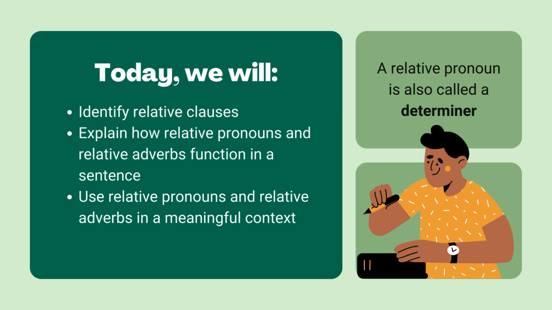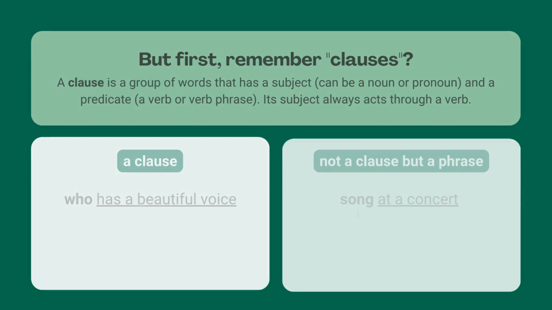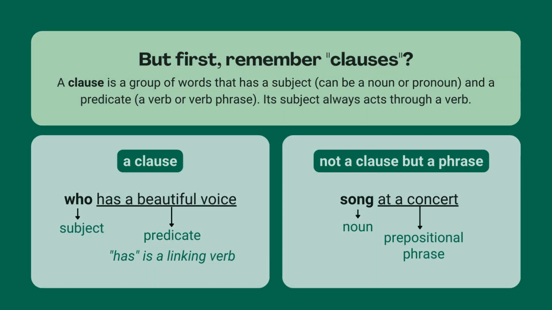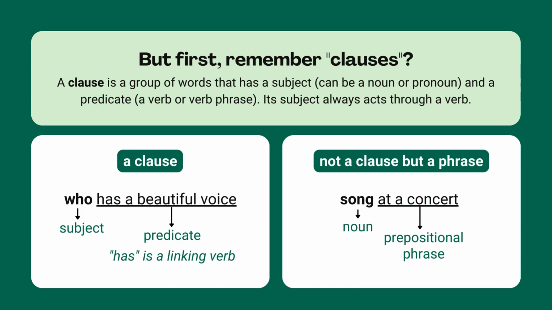A relative pronoun is also called a determiner. But first, remember clauses. A clause is a group of words that has a subject, which can be a noun or pronoun, and a predicate, a verb or verb phrase. Its subject always acts through a verb.